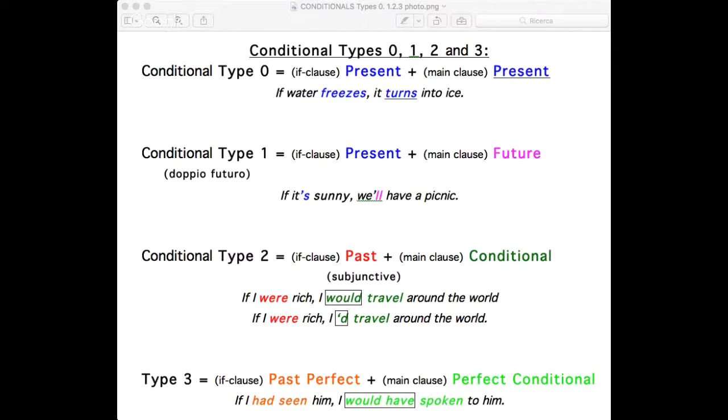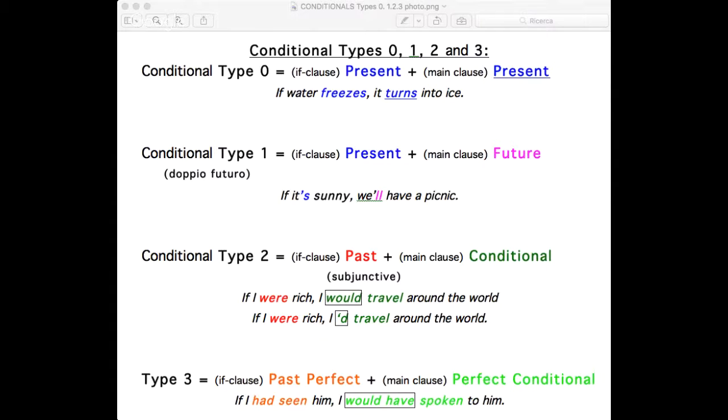That after if, you use the present. For example, if water freezes. And then the main clause is also in the present. It turns to ice. If water freezes, it turns into ice. Now, what we're saying here is it's a truth. We can't change it, so it's called conditional type 0, and you always use the present after if and also in the main clause. I'll give you some more examples later on.